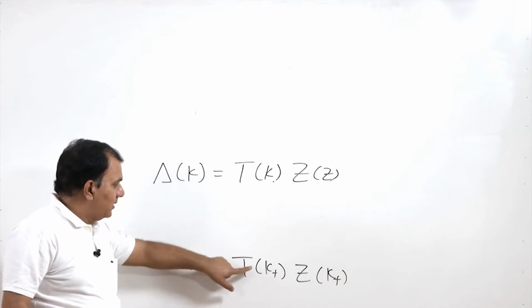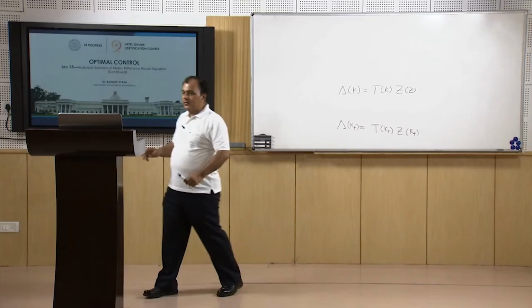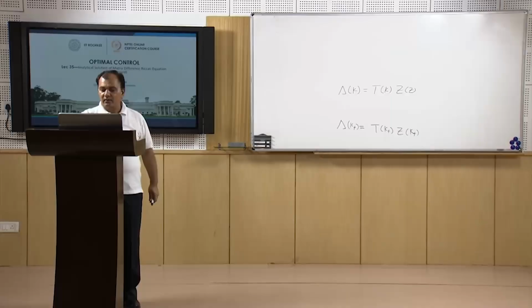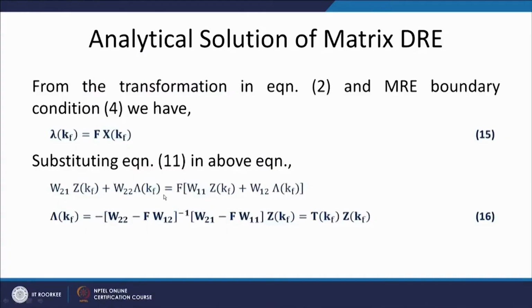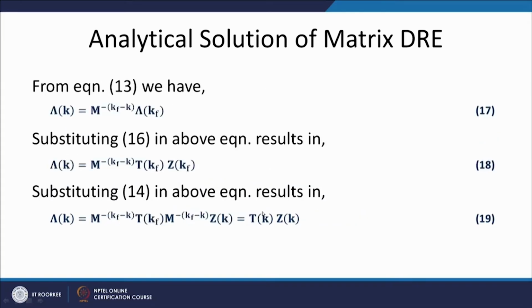where, if we see what is the T(kf), in this T(kf) is given by a matrix relation given in f and W, and T(k) is given in terms of m to the power (kf minus k), T(kf), m to the power minus (kf minus k).